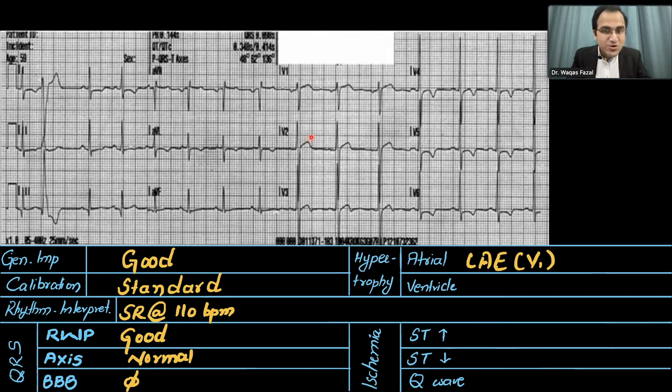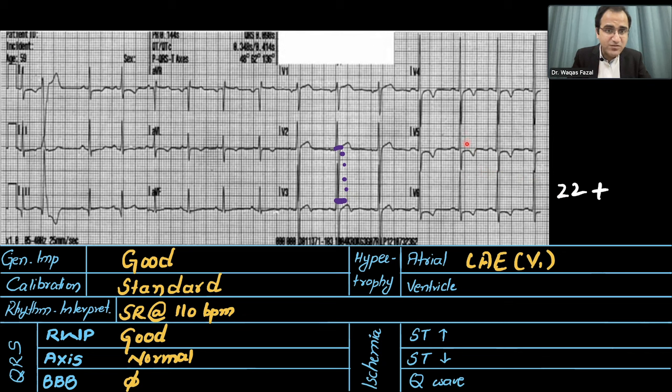Now let's look at the ventricular hypertrophy. For ventricular hypertrophy, let's look at the deepest S wave. So we have the deepest S wave over here. It starts from here, it ends over here. Let's calculate its size. We have 1, 2, 3, 4, more than 4 large boxes. So 4 multiplied by 5 is equal to 20. 20 plus 2 extra, 22.